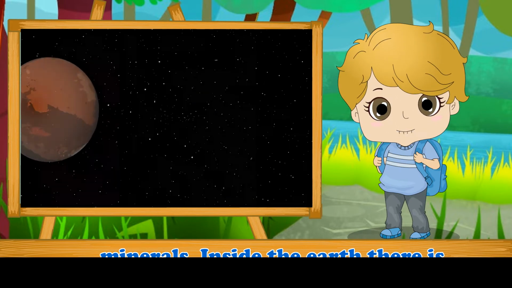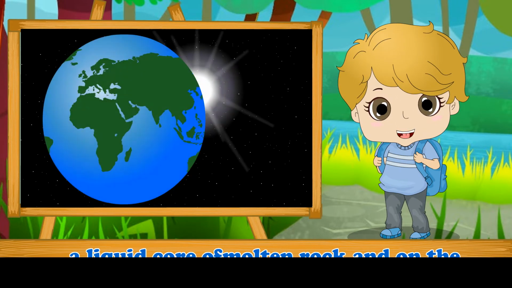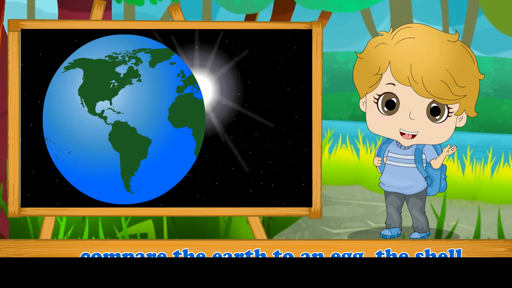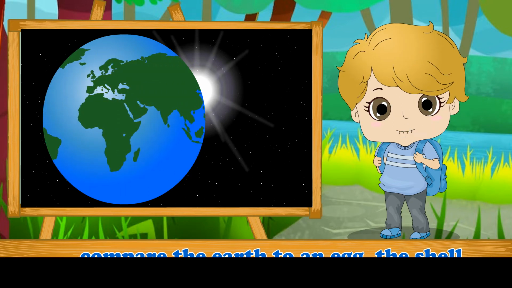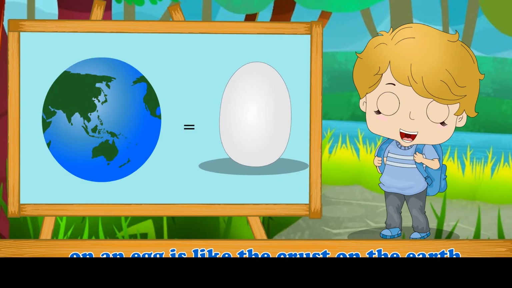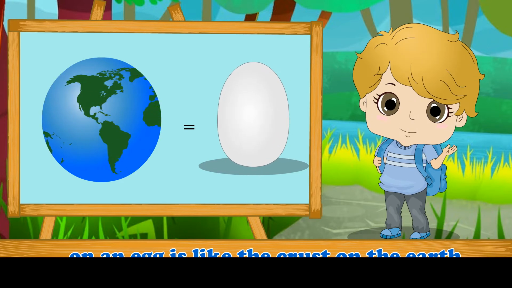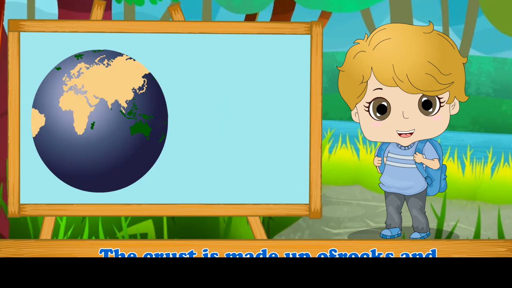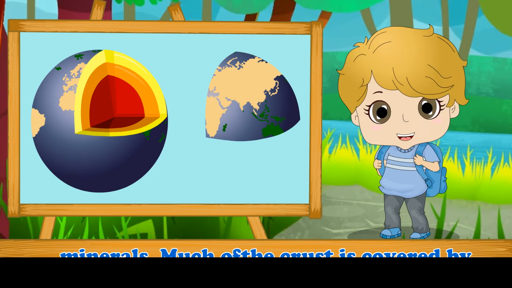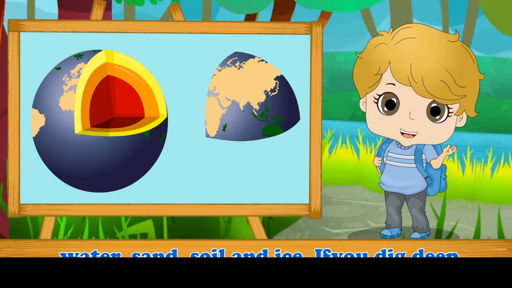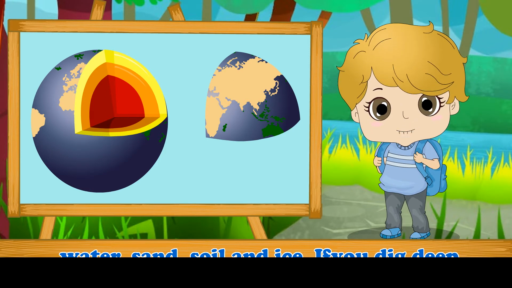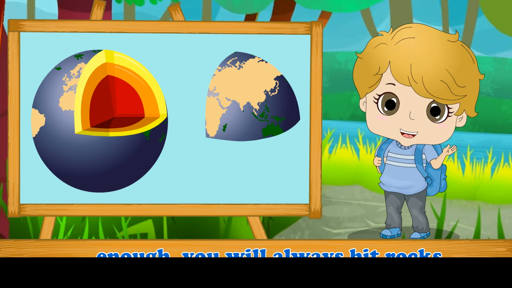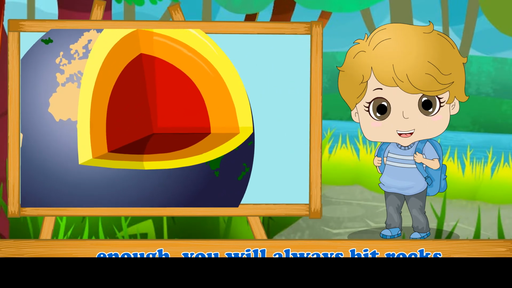Inside the earth, there is a liquid core of molten rock, and on the outside, there is a hard crust. If you compare the earth to an egg, the shell on an egg is like the crust on the earth. The crust is made up of rocks and minerals. Much of the crust is covered with water, sand, soil, and ice. If you dig deep enough, you will always hit rocks.